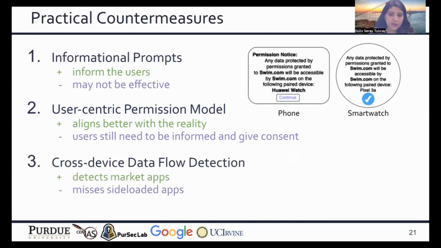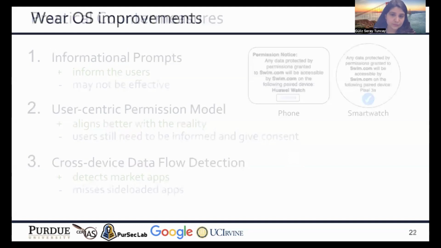The third one is a solution at the app market level, where we can utilize a taint analysis-based approach, such as in the tool that we built, Flow Finder, to identify apps that have cross-device data flows. The downside of this approach is that it might miss side-loaded apps if they don't exist on official app markets. So a combination of these solutions can be utilized to address the issues from several angles.